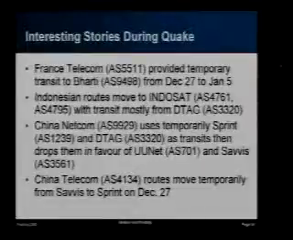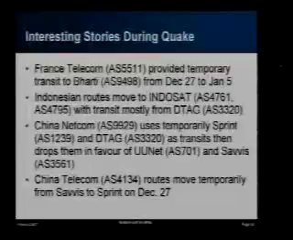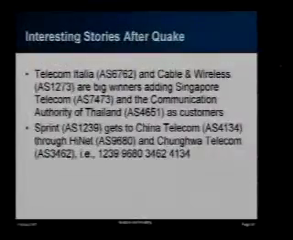Indonesian routes moved to DTAG, another interesting story. China Netcom uses Sprint temporarily and then DTAG and then drops them in favor of UUNet Transit and Savvis. And China Telecom moves routes temporarily from Savvis to Sprint. But then, as I said, now we see Sprint at some period during the event reaching China Telecom through a combination of HiNet and Tsinghua.